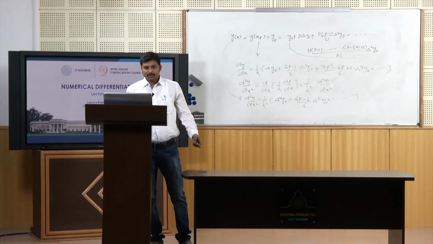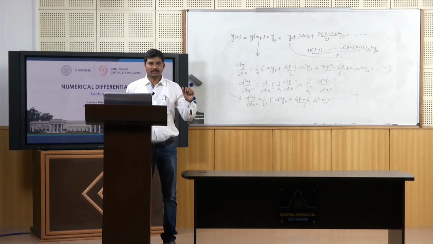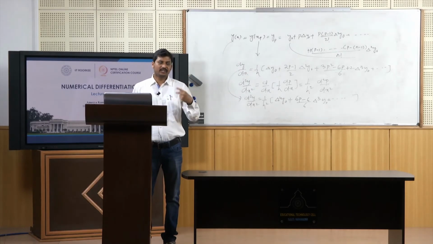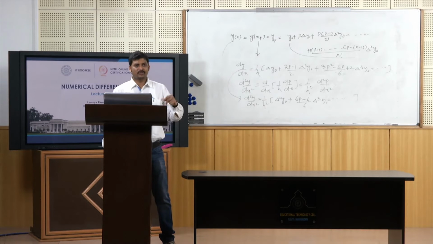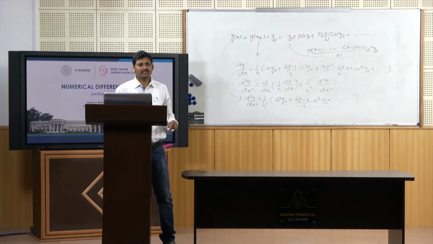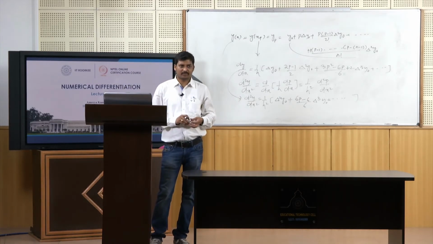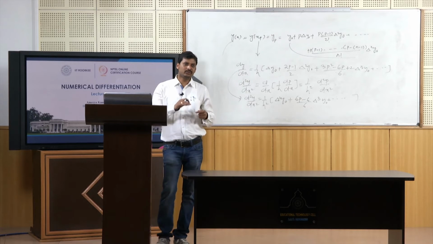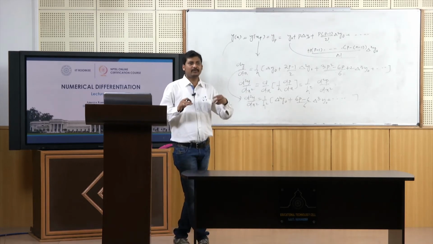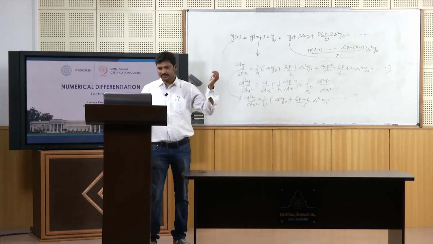So, this formula especially can be used to compute the first and second derivatives respectively near the upper end of the table. This means that at the beginning of the table, if the derivative is asked, then we can just use this formula at that point. In the previous classes we have already discussed that Newton's forward difference formula is used if the tabular value is asked at the upper end of the table or the beginning of the table.